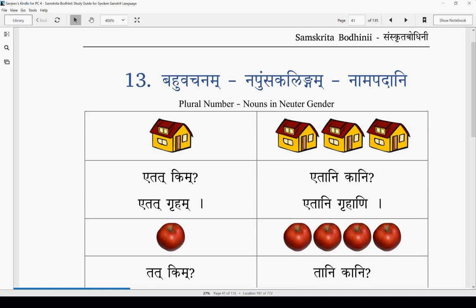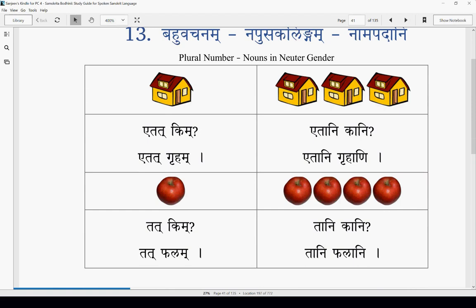Similarly, Bahuvachanam, Napunsaka-lingam, Namapadani: plural number, nouns in neuter gender. Neuter, Napunsaka-lingam. Okay, it's reading Archana again. Mahoday. Etat kim, etat gruham, etani kani, etani gruhani, tat kim, tat phalam, tani kani, tani phalani.